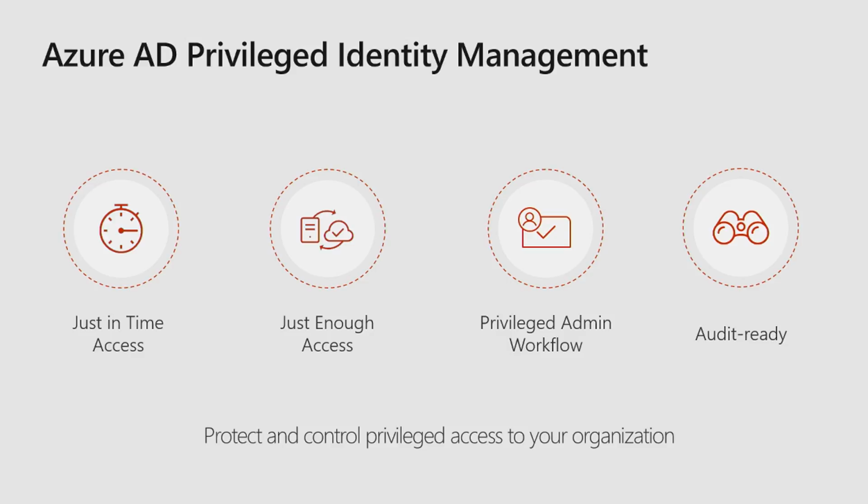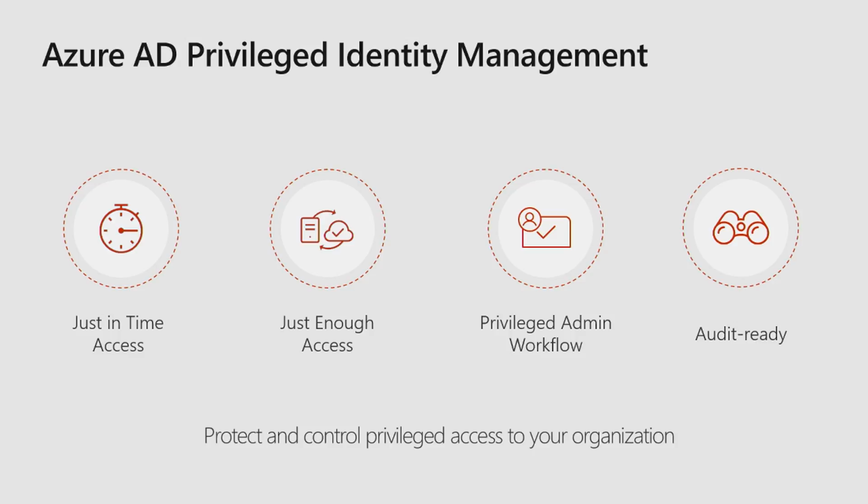Well, with PIM, we allow you to provide eligible assignments, so those users can activate the role that's most appropriate for what they need to do. That's the just enough administration component. In addition, we support some policies that you can configure for each of those roles. For example, you can require multi-factor authentication. Multi-factor authentication will prove that the user is who they say they are, and I think according to Alex, it was 99.95% certainty that that user is the person trying to activate.